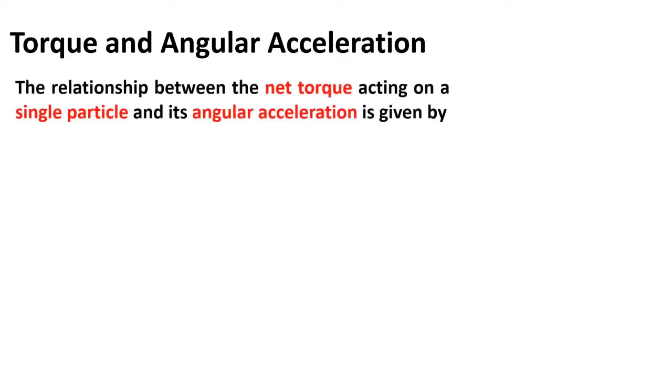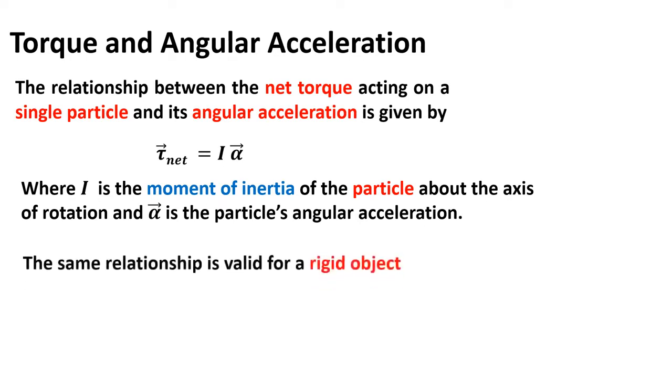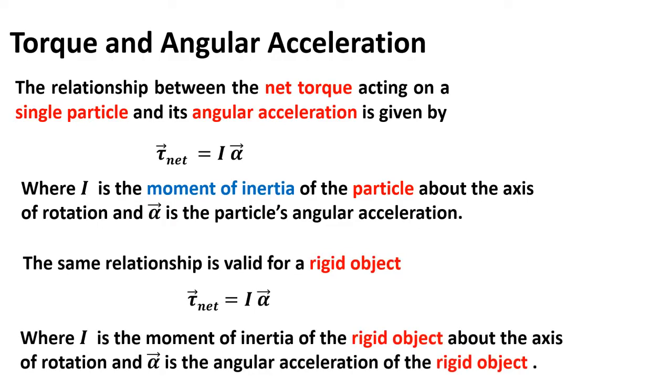Torque and angular acceleration. The relationship between the net torque acting on a single particle and its angular acceleration is given by tau net equals I times alpha, where I is the moment of inertia of the particle about the axis of rotation and alpha is the particle's angular acceleration. The same relationship is valid for a rigid object, where tau net equals I alpha, and in this case, I represents the moment of inertia of the rigid object about the axis of rotation, and alpha is the angular acceleration of the rigid object.